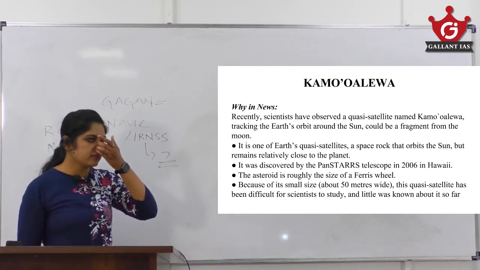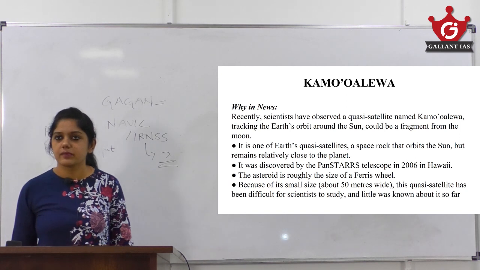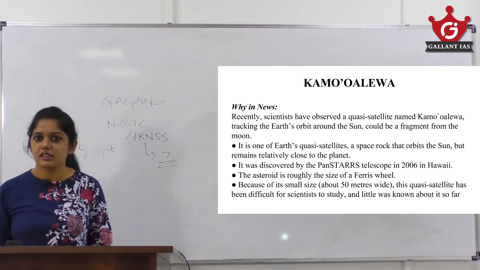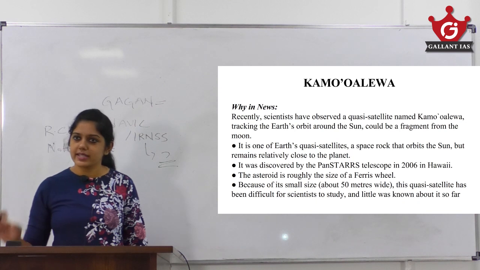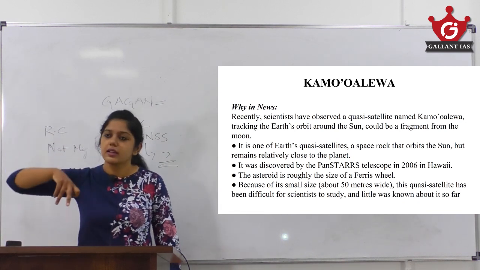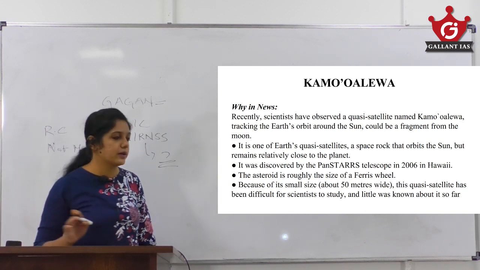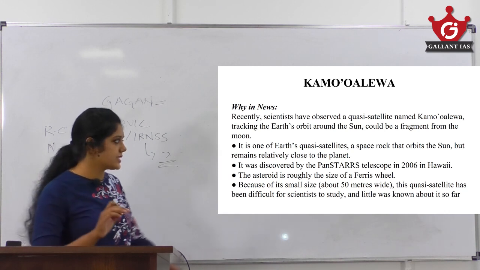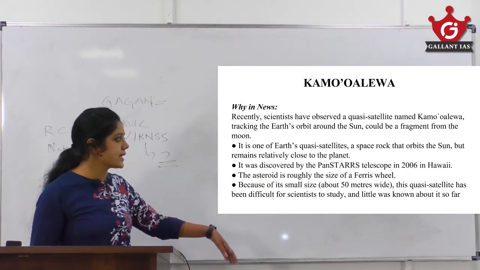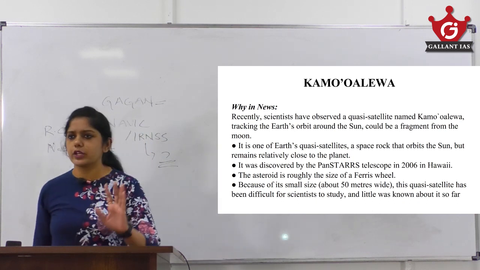See, it can be called a near-Earth asteroid also. What is a Ferris wheel? You know the giant wheel? That is called a Ferris wheel in physics. In Nagaland and all, we have the giant wheel, right? Similar to that, we have the Ferris wheel. Almost similar size. See, in physics, we call it a Ferris wheel. That is why Ferris wheel. So, because of its small size, this quasi-satellite has been difficult for scientists to study. And little is known about it.